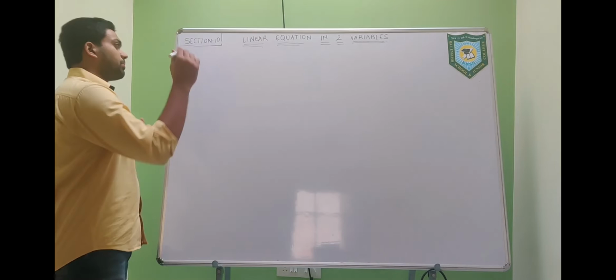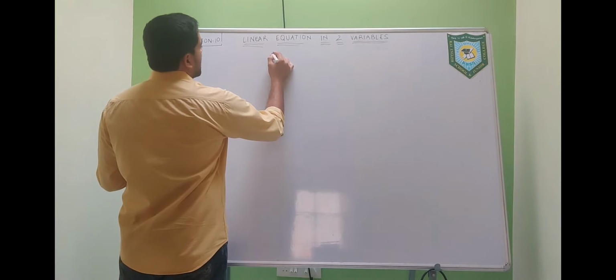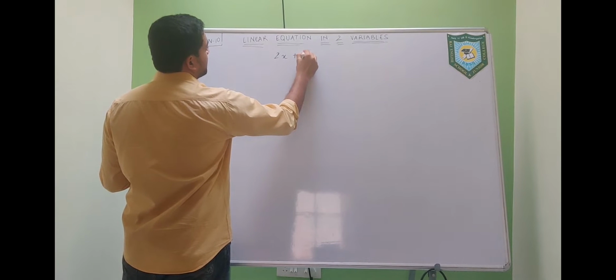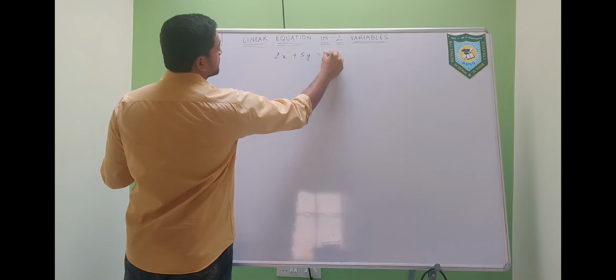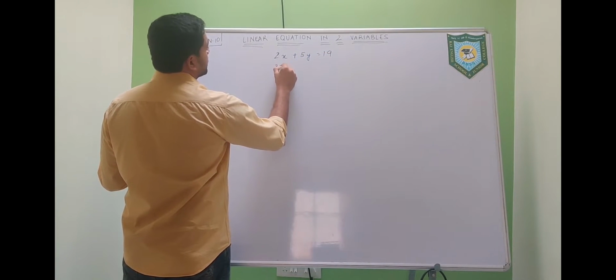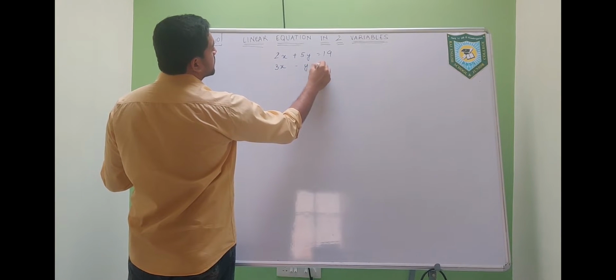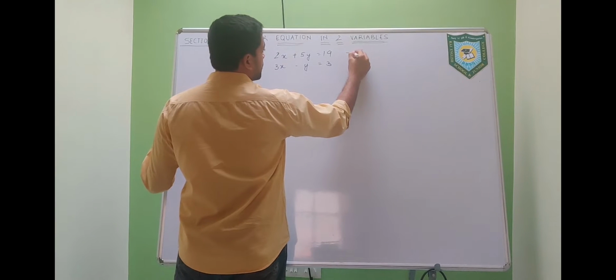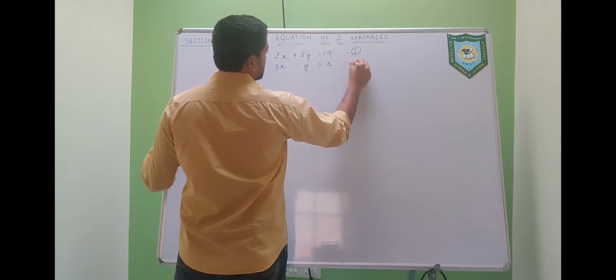Now we are going to pick a random equation. Let's say I have 2x plus 5y is equal to 19 and I have 3x minus y is equal to 3. So this is my equation number 1. This is my equation number 2.